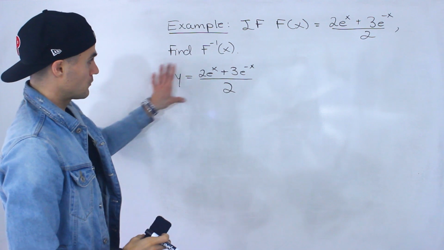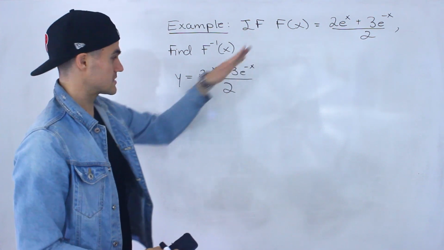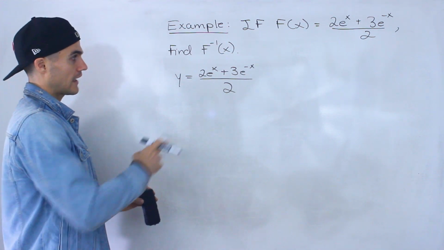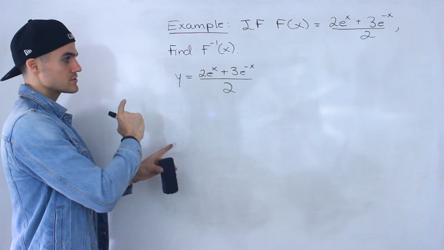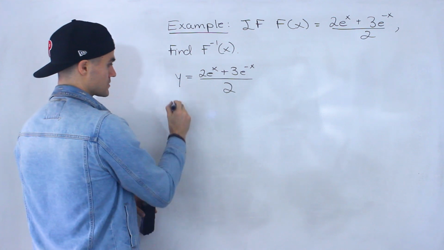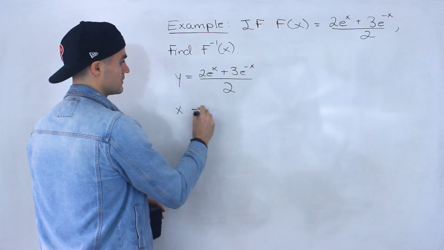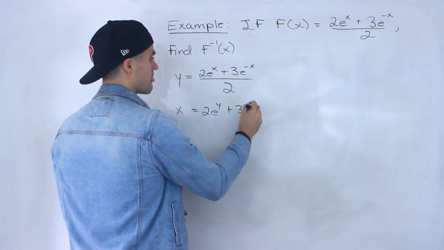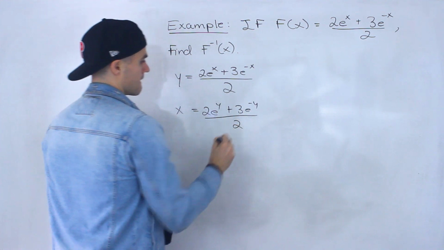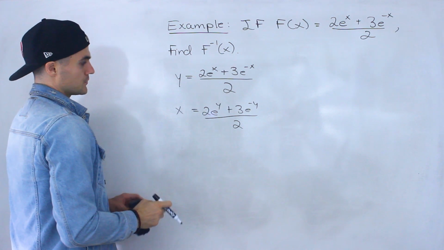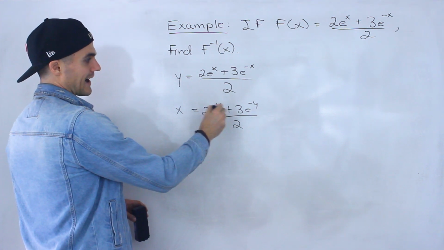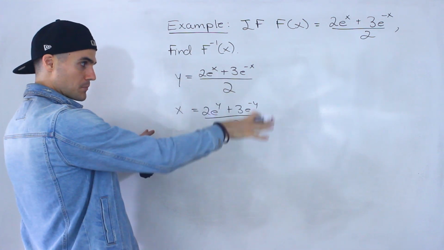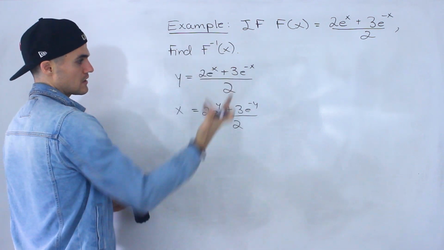So first thing I'm going to do, I rewrote the function. Instead of putting f of x, I put a y here. And what's the first step in finding an expression for the inverse? We've got to interchange the x and y values. So instead of this y, I'm going to put an x here, and then for these x's, I'm going to put a y. Now we've got to find a way to isolate for that y, and if we can isolate for that y, the remaining expression is going to be the inverse.